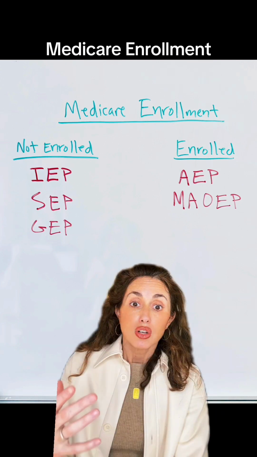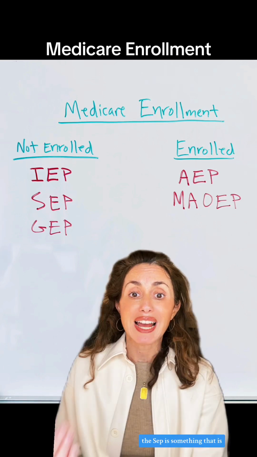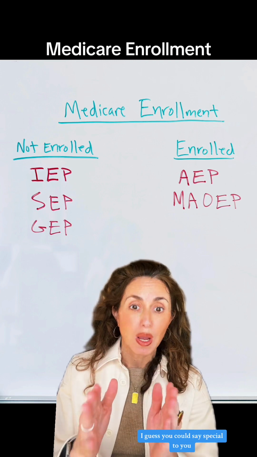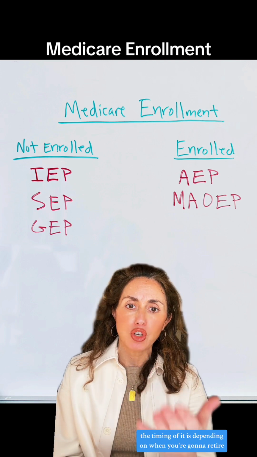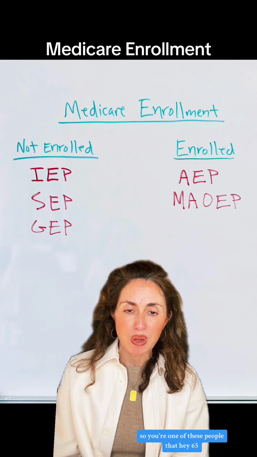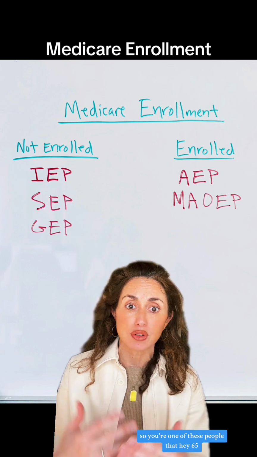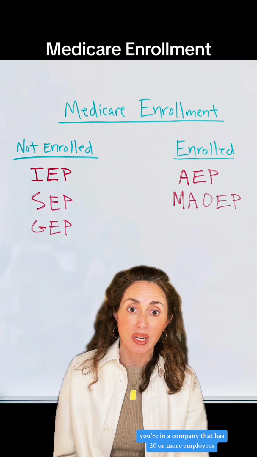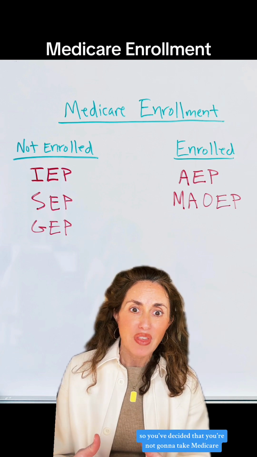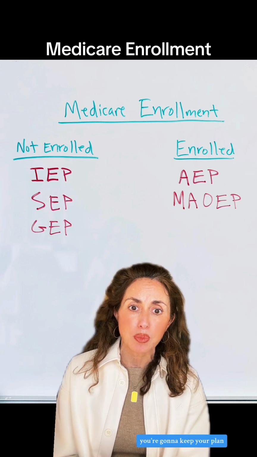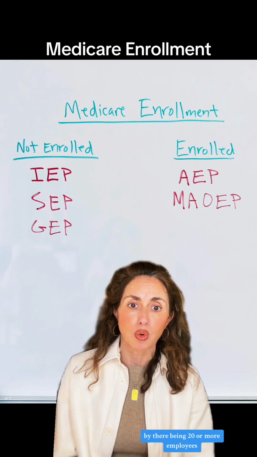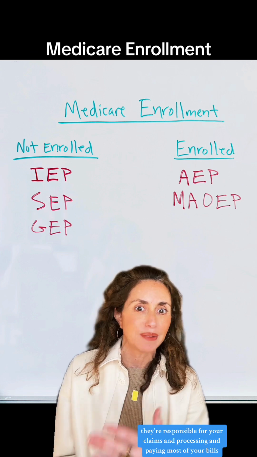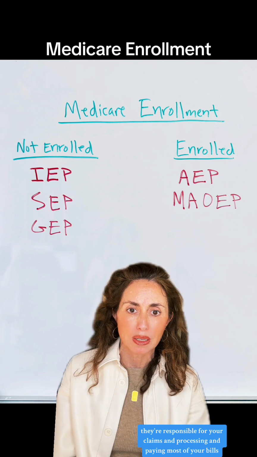So let me explain. So the special enrollment period, or the SEP, is something that is, I guess you could say, special to you. The timing of it is depending on when you're going to retire. So you're one of these people that, hey, at 65, you're still working. You're in a company that has 20 or more employees. So you've decided that you're not going to take Medicare. You're going to keep your plan. By there being 20 or more employees, your plan is primary to Medicare. In other words, they're responsible for your claims and processing and paying most of your bills.